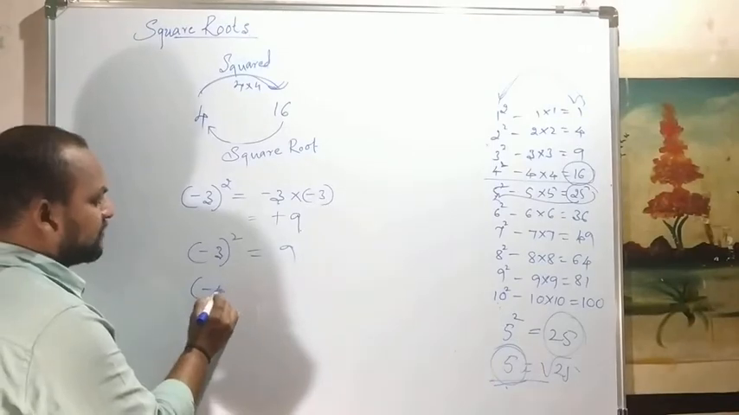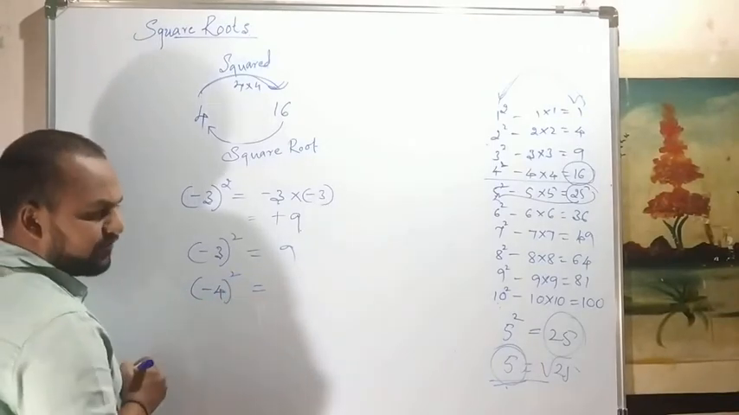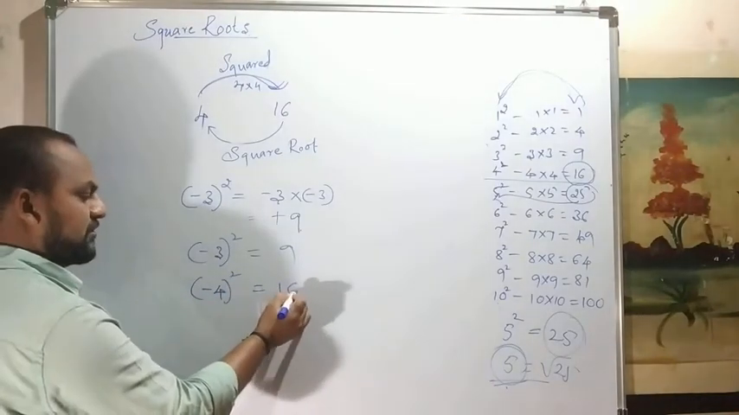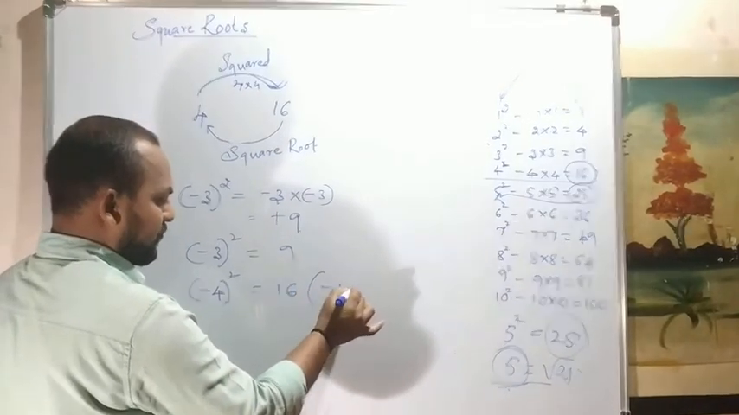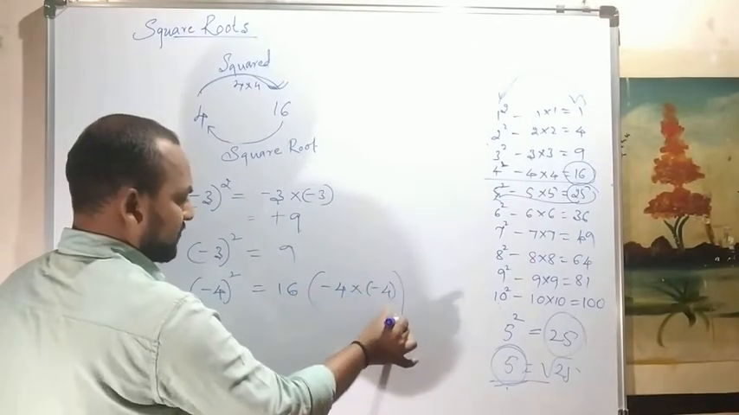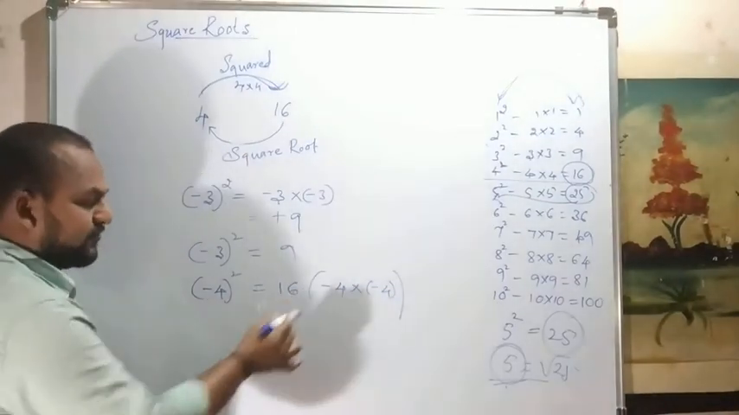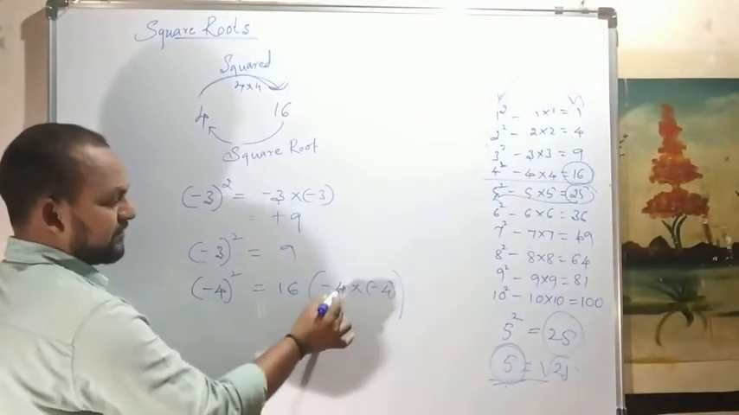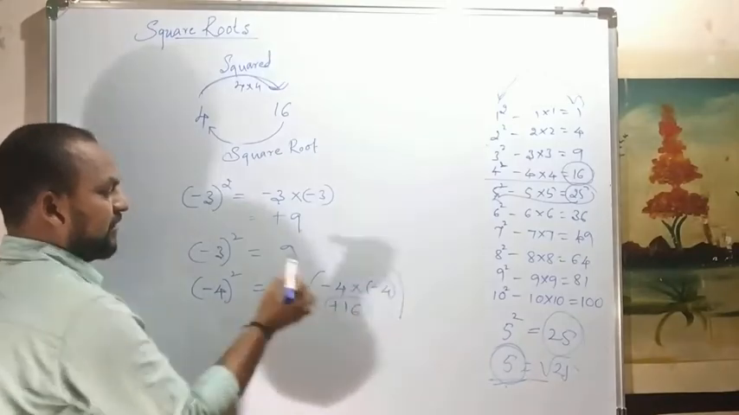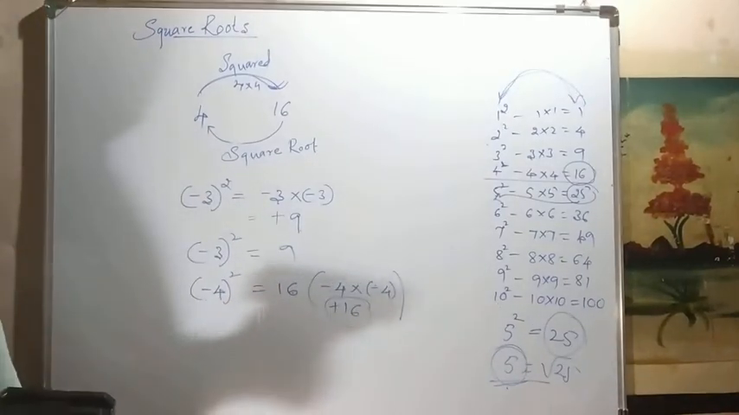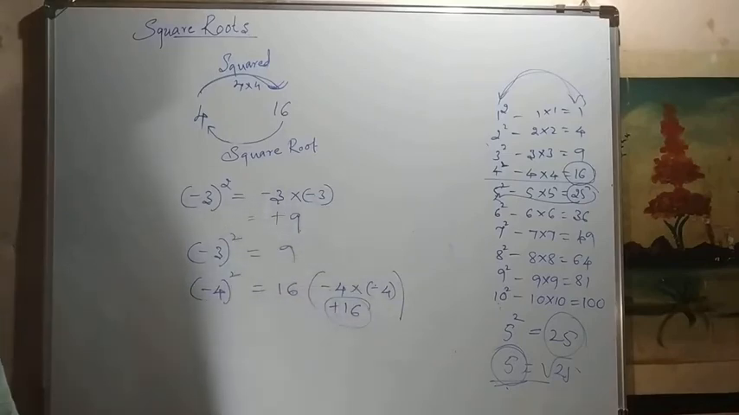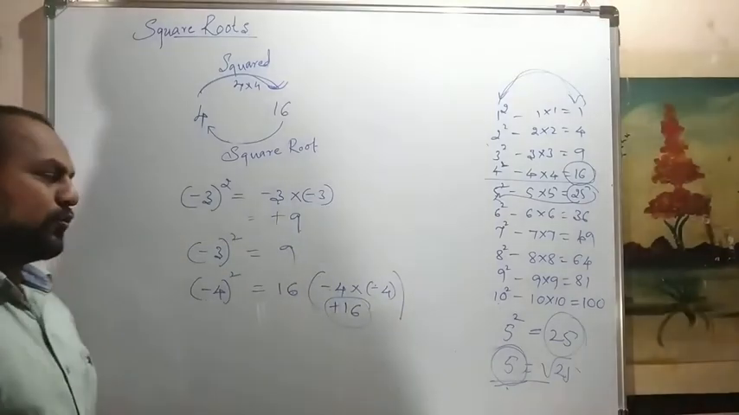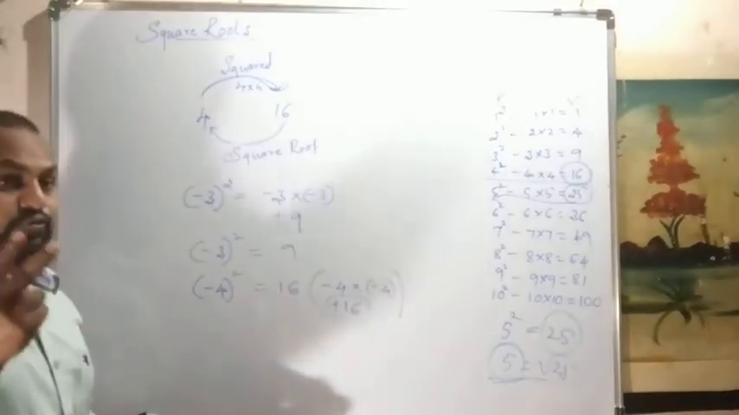Here minus 4 square is 16. It is minus 4 into minus 4. Minus into minus is plus, and 4 into 4 is 16. The product of two negative integers. The square means the product of two same numbers, two times.